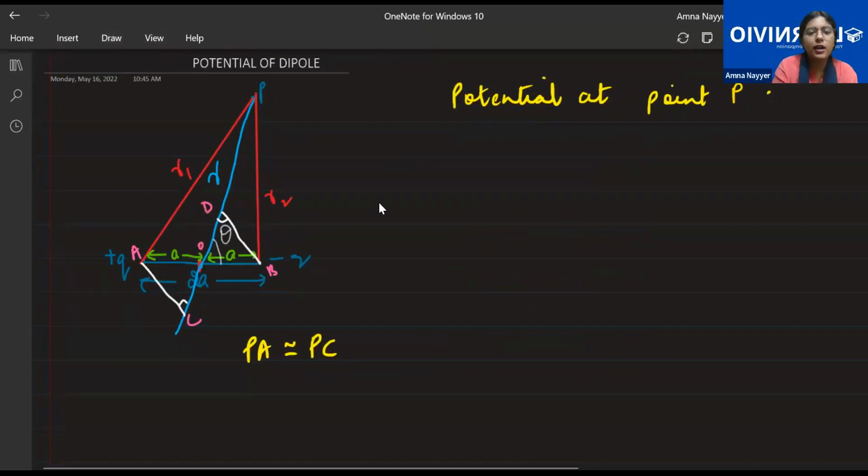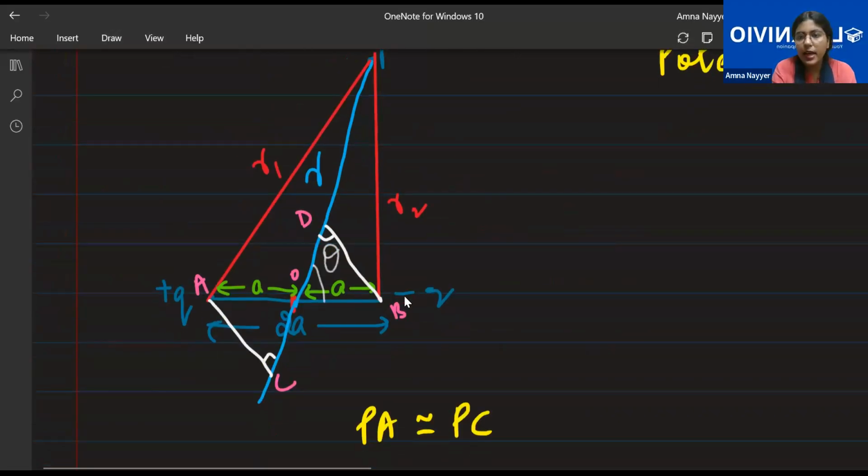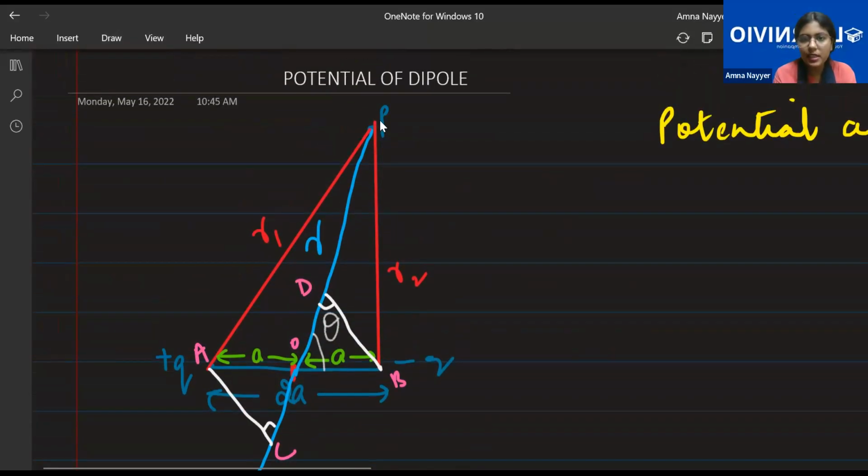So class, here you have this figure. Plus Q and minus Q are separated by a distance of 2a. Half of them has the length a. This point P is chosen, which is inclined at some angle theta here. We drop two perpendiculars to get sides equal to R1 and R2. And why are we doing this? That I'll tell you right now. Why was there a need to do this construction?